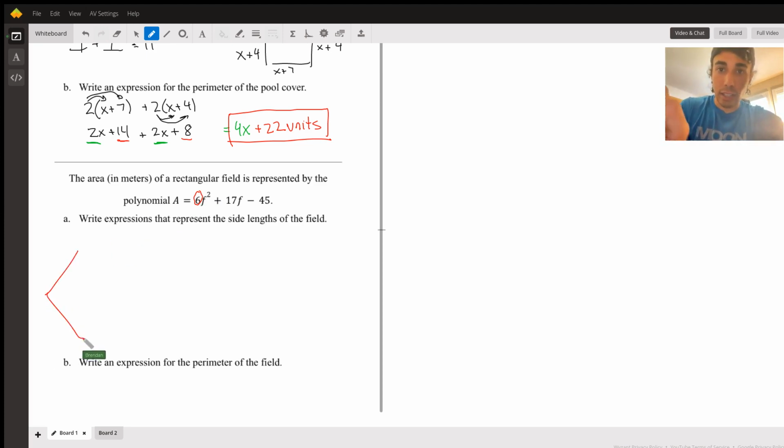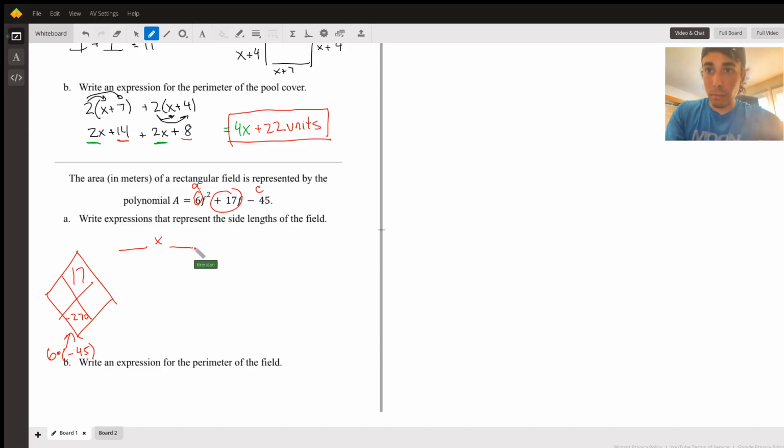What we've got as far as our diamond, remember what goes up top is your b, so it's going to be a 17 up top. What goes at the bottom is a, so 6, multiplied by c. So what goes in here is 6 times negative 45, and that is going to give you a negative 270. So we're looking for two numbers that multiply to negative 270 and add up to 17.